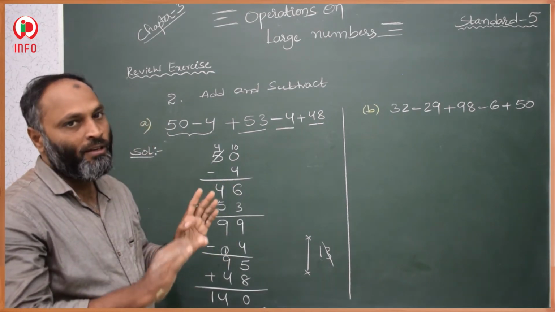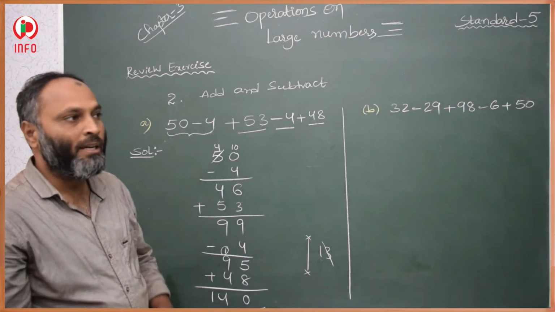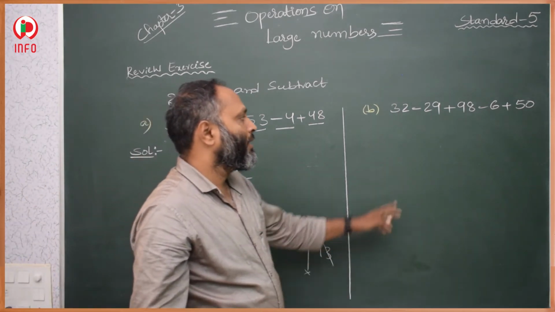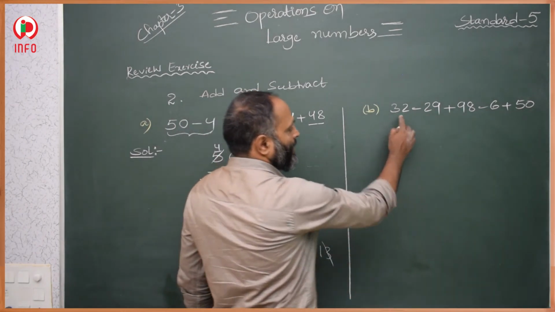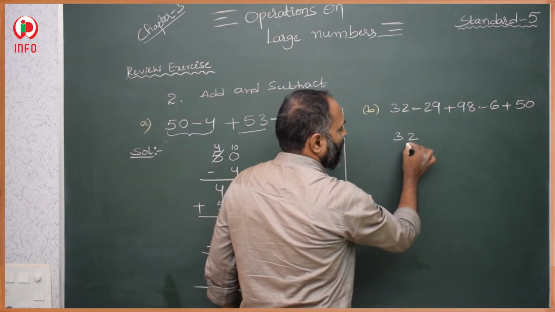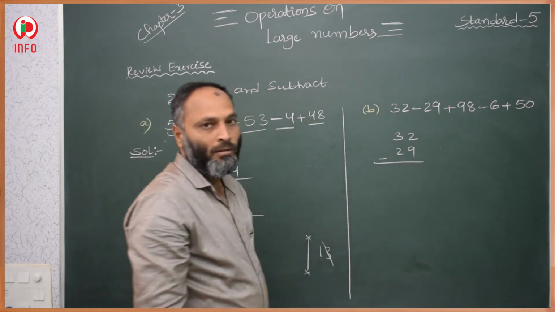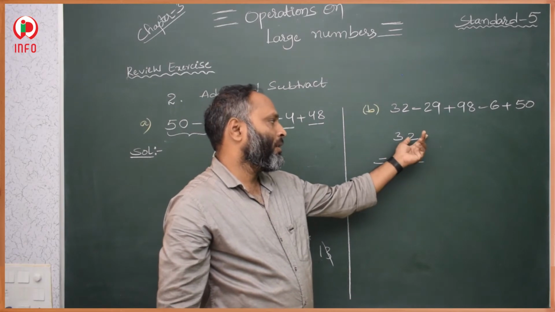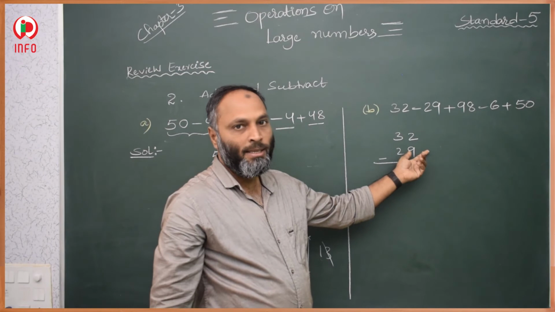If addition is given, we have to add. If subtraction is given, we have to subtract. One more similar question is given, that is 32 minus 21. First 2 minus 9, both minus. Then here 2 and 9. This is the smaller value, this is the bigger value. This is the minuend, this is the subtrahend.